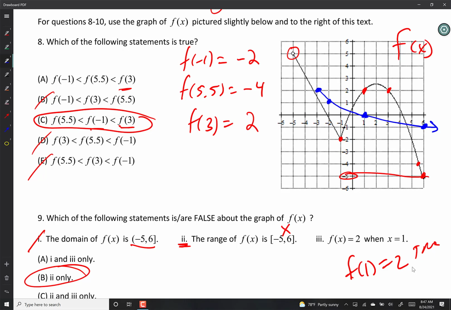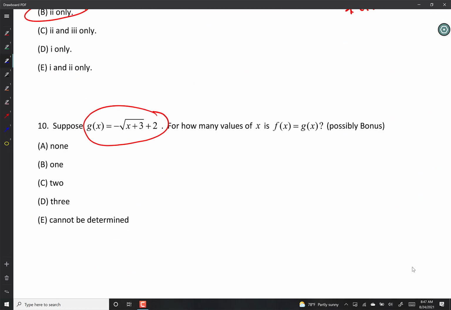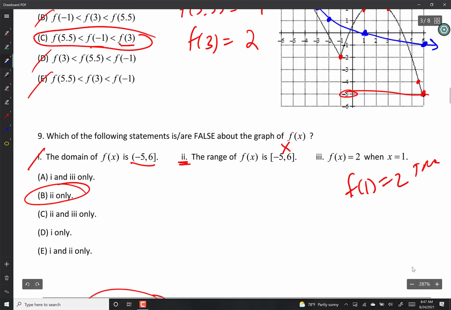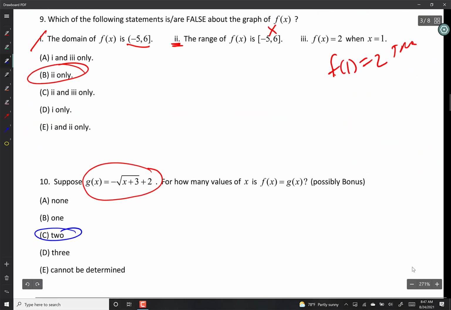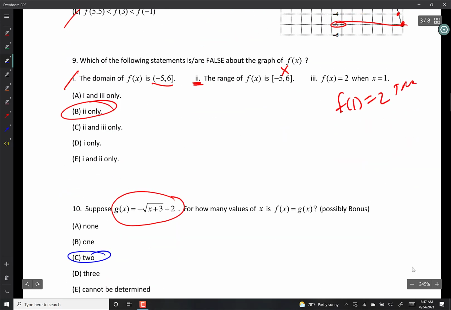How many times does the blue curve intersect the black curve? Twice, that's it. And last year when I gave this, for them to get full credit, I had to see that drawing. If they just guessed 2 by luck, I did not give them any points.